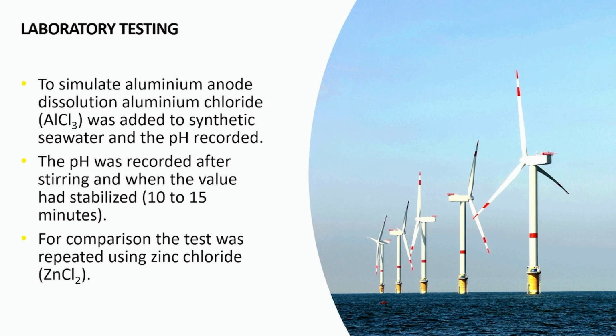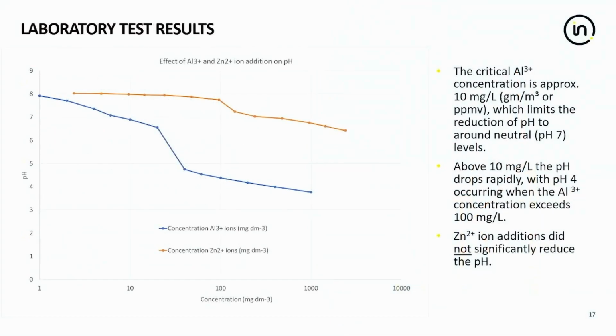And for comparison, the test was repeated with zinc chloride, and the results confirmed what had been seen in practice, that with the addition of aluminium, the blue line here, there was a significant drop-off to around pH 4, whereas you'll note with the zinc up here, there was limited reduction, still above pH or around pH 7.